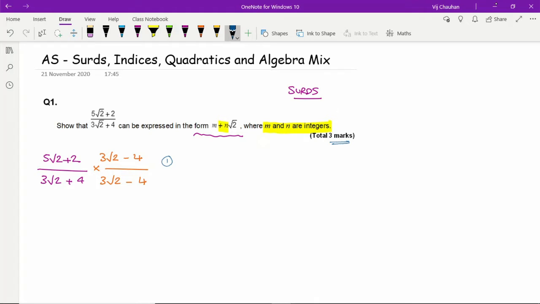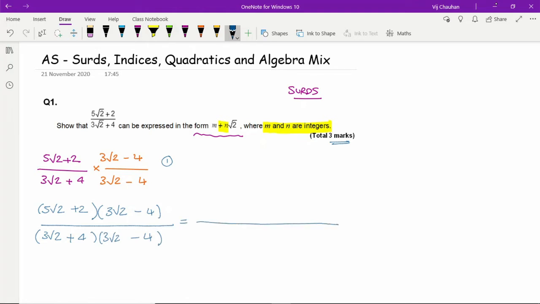So once we've got it in this form, what we then need to do is start multiplying. So we've got 5 root 2 plus 2. I'm going to multiply that by 3 root 2 minus 4 over 3 root 2 plus 4, and we've got 3 root 2 minus 4. So working this out and multiplying both the top and the bottom, this is going to get a little bit messy. The key thing to remember when we're multiplying surds is that you can only multiply numbers outside the surd by themselves and numbers inside by themselves.